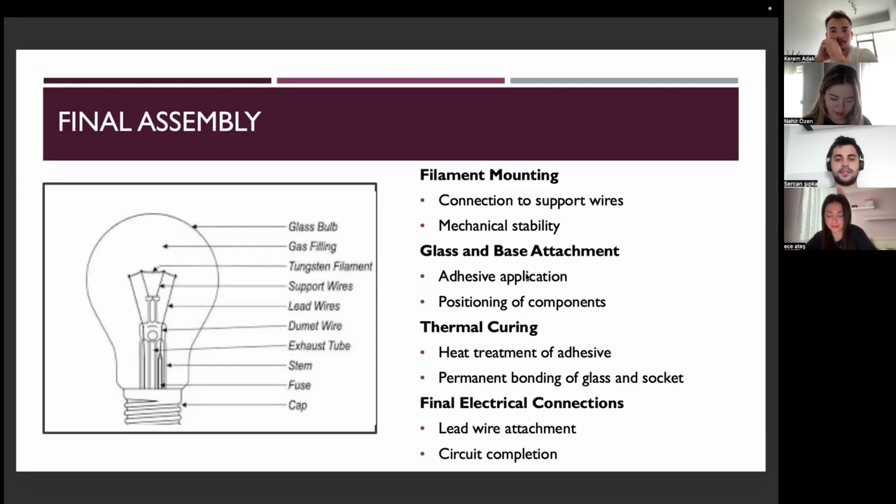First, we mount the filament onto the support wires so that it stays stable. After that, we apply adhesive to attach the glass bulb to the metal base. We then use a heat treatment process to dry the glue and create a permanent bond between the parts. To finish the assembly, we connect the wires to complete the electrical circuit.